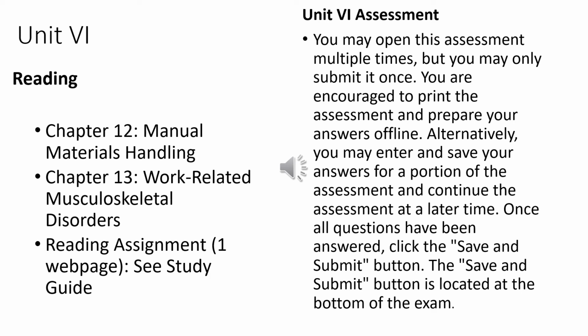For Unit 6, you want to read Chapters 12, 13, and then also the reading assignment, as you can see in the study guide. You may open the assessment multiple times, but you may only submit it once. You are encouraged to print the assessment and prepare your answers offline. Alternatively, you may enter and save your answers for a portion of the assessment and continue the assessment at a later time. Once all questions have been answered, then click the Save and Submit button. The Save and Submit button is located at the bottom of the exam.